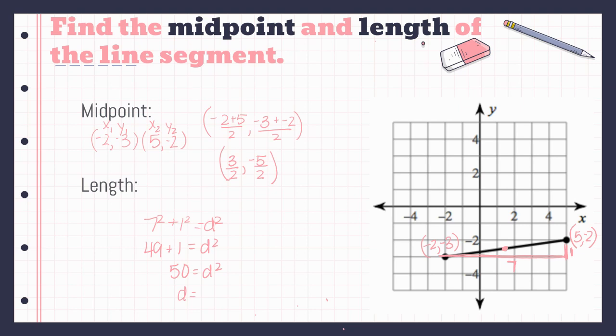And the square root of 50 is 7.07. Or we could even round that to 7.1, depending. Okay? And Mobius will tell you, I think, where you need to round it to. So 7.07 or 7.1 for the length of that line segment.